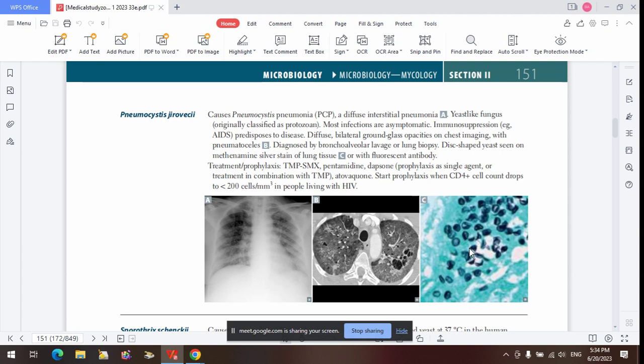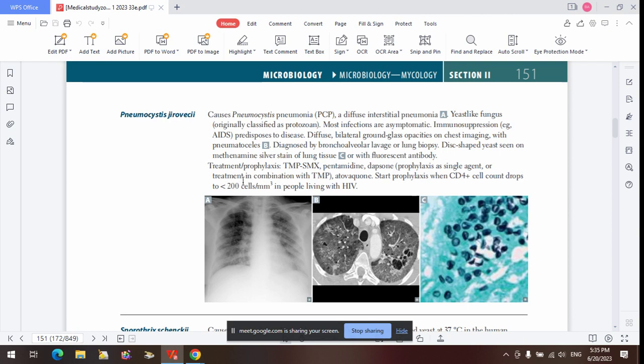Pneumocystis: disc-shaped yeast. It's a yeast-like fungus. It used to be, they were actually confused. It was thought to be a protozoa or a fungus, but it's actually a fungus. So disc-shaped yeast with methenamine silver stain, you know that's our Pneumocystis. Or you can use fluorescent antibody. That one is not very common. They will rarely tell you that. They will tell you the silver stain more than the fluorescent antibody.